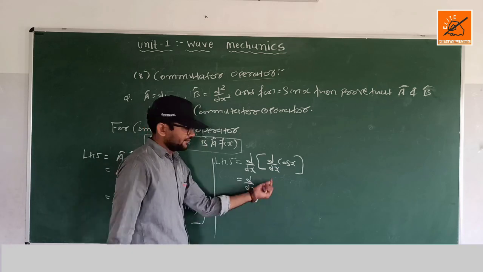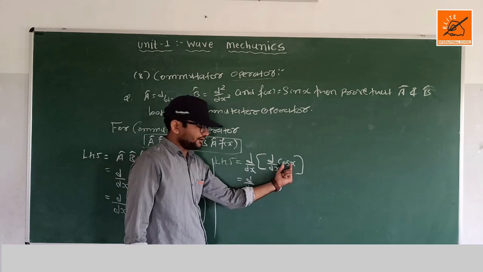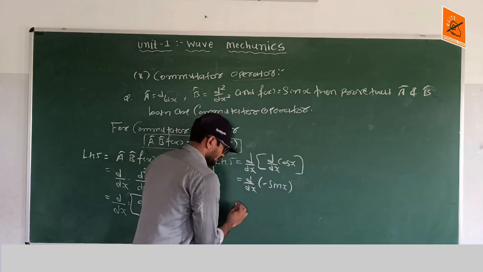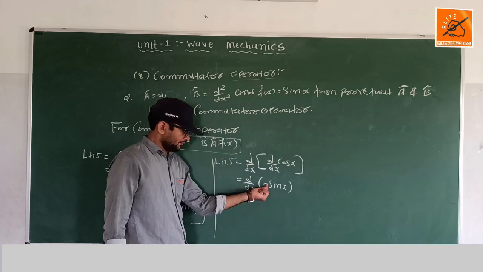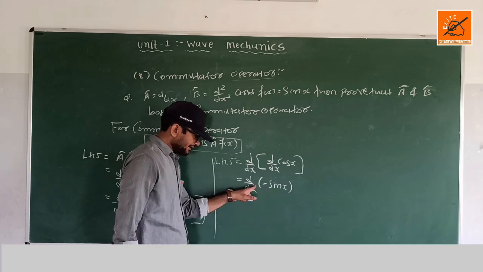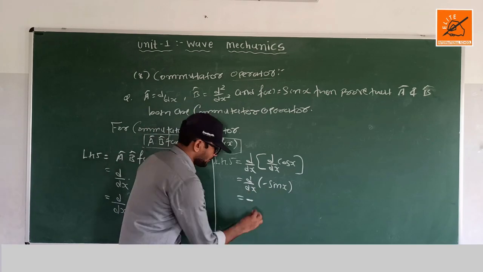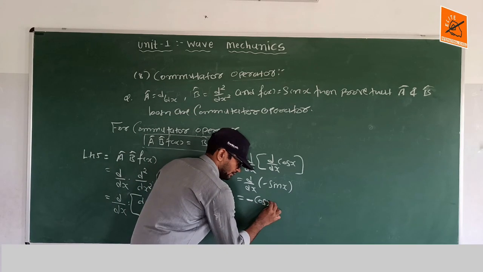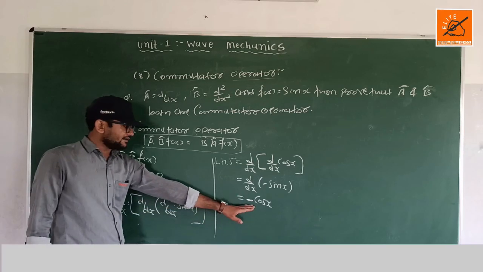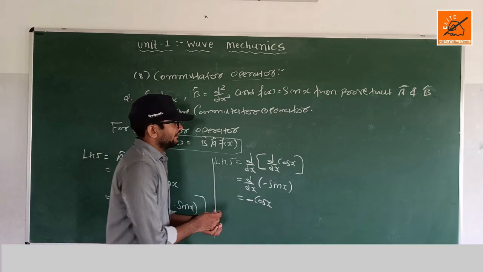Now d by dx of cos x is equal to minus sin x, and the minus remains as it is, and d by dx of sin x is equal to cos x. So the value of the left hand side is minus cos x. Now the right hand side.